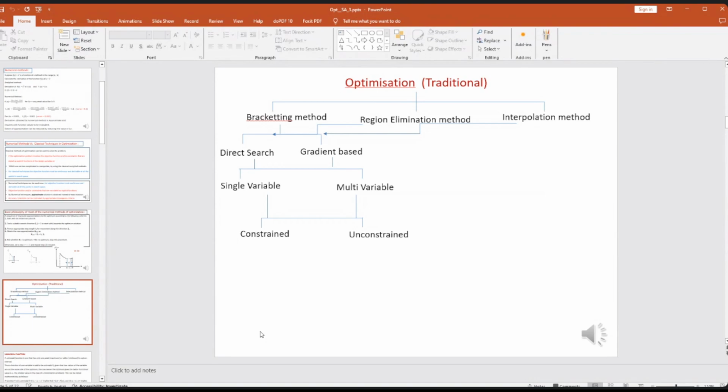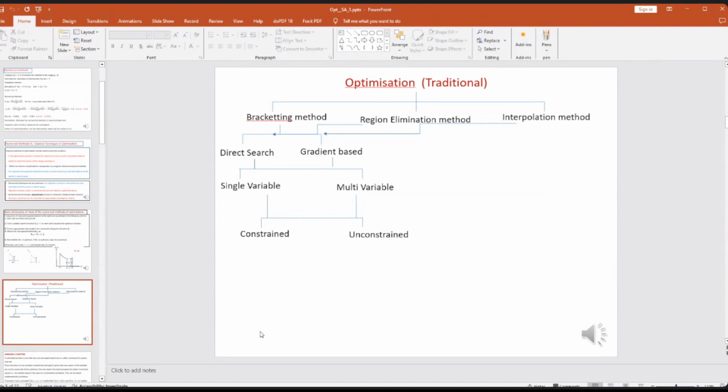I will discuss certain algorithms where we only require to evaluate the function value of the objective function. And then using certain logic, we can arrive at our minima or maxima. We need not calculate the derivative, neither first order derivative nor second order derivative. Those are called direct search methods.